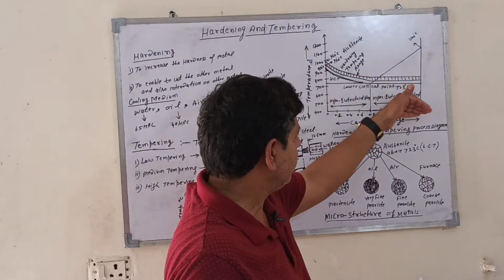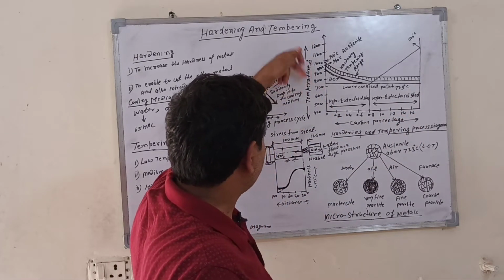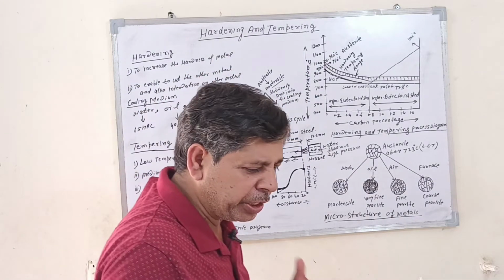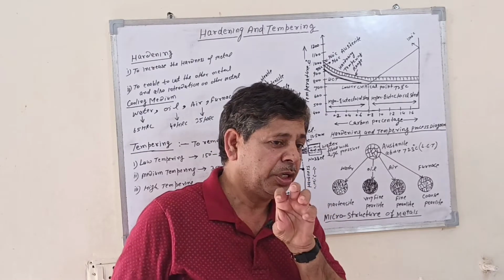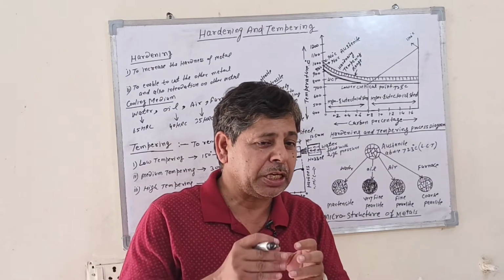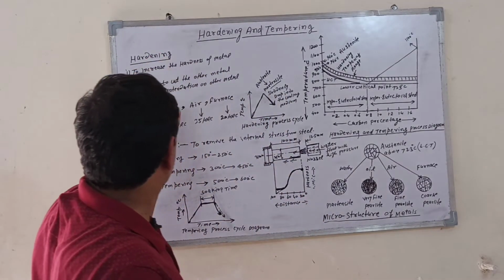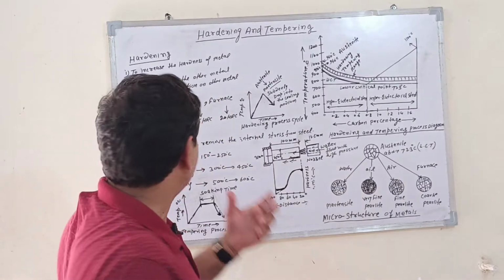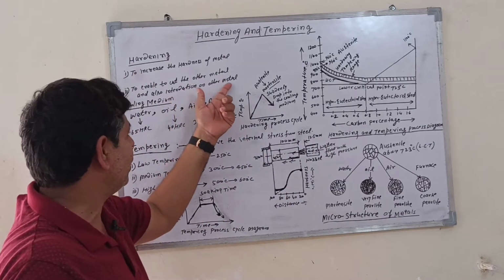The carbon is represented on the horizontal axis, and the temperature on the vertical axis. After the hardening process, the metal becomes hard. So what is the hardness of a material? It is the ability of a metal to cut other metals, and to indent or scratch them. The purposes of hardening: number one is to increase the hardness of the metal. Number two, to enable it to cut other metals and also to indent other metals.